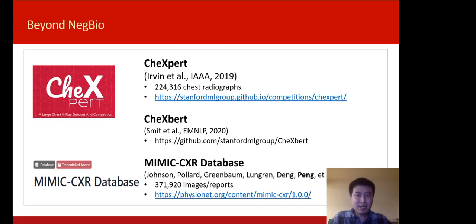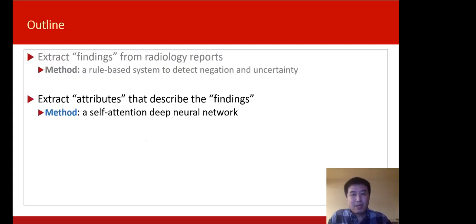Taken together, we have at least 3 large-scale chest X-ray datasets with high quality labels of 14 lung diseases. Through this process, we have already seen a big improvement from using deep learning to detect lung diseases from chest X-ray. This is how we can use NLP techniques to extract the findings from the radiology reports.